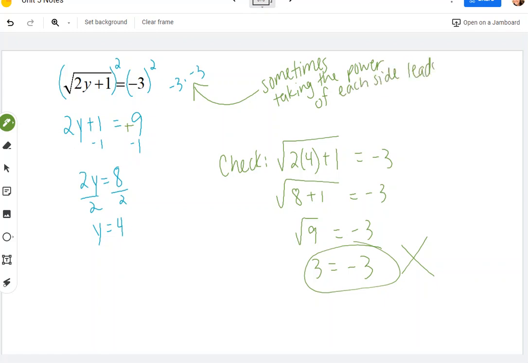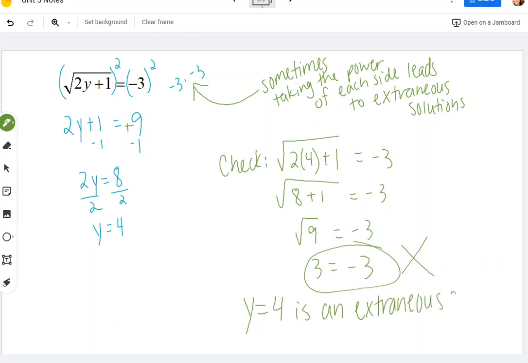So you still want to solve the problem because you don't know if it's an extraneous solution. And you won't know until you check it. So solve the problem, see what you get for the variable, plug it back in, and then when you see that it's different, what we can say is y equals 4 is an extraneous solution. So it is not a valid answer, a valid solution for this equation.